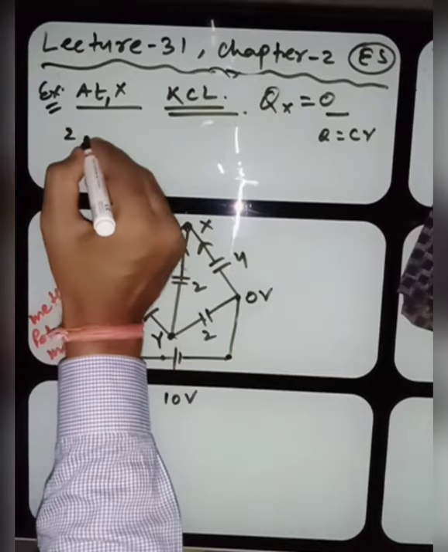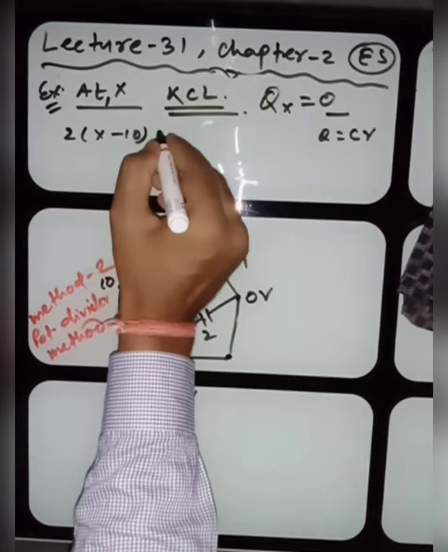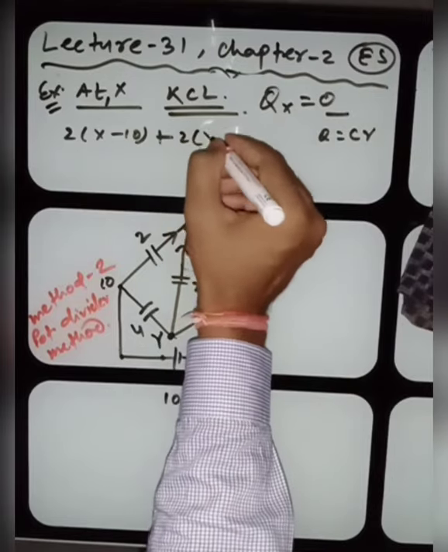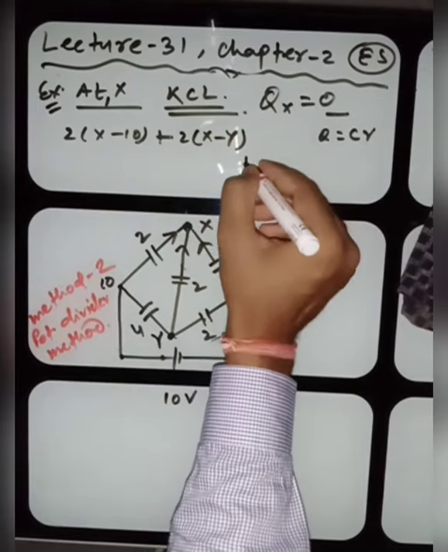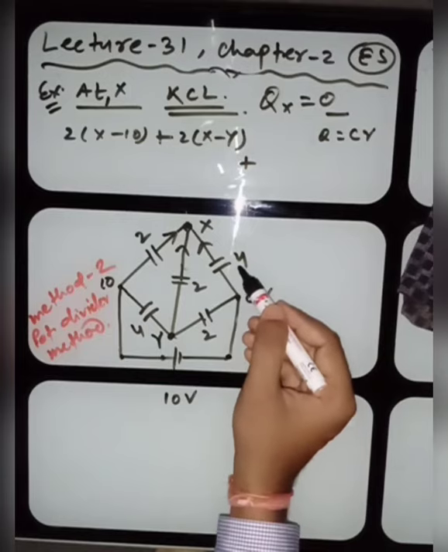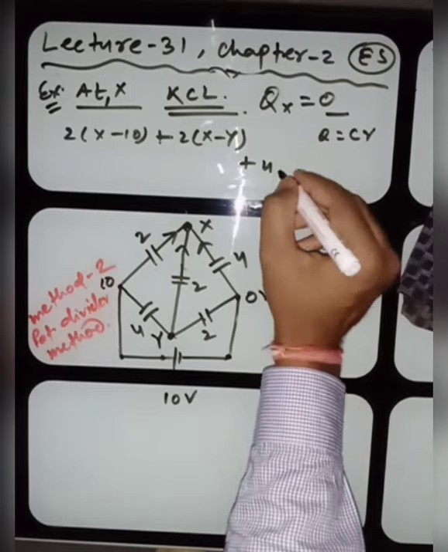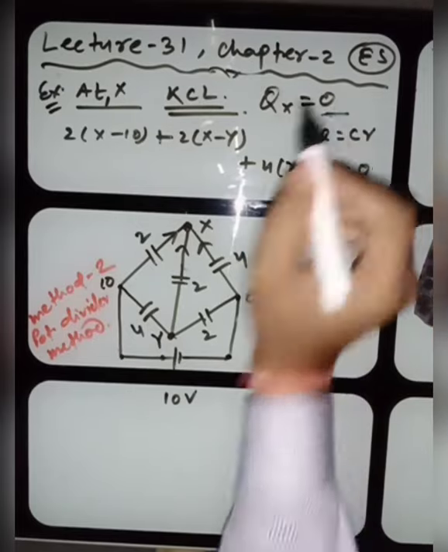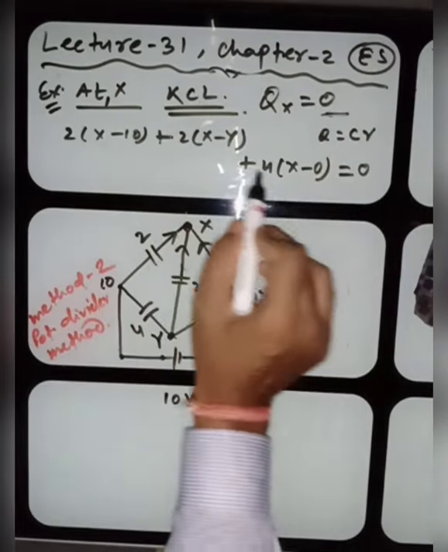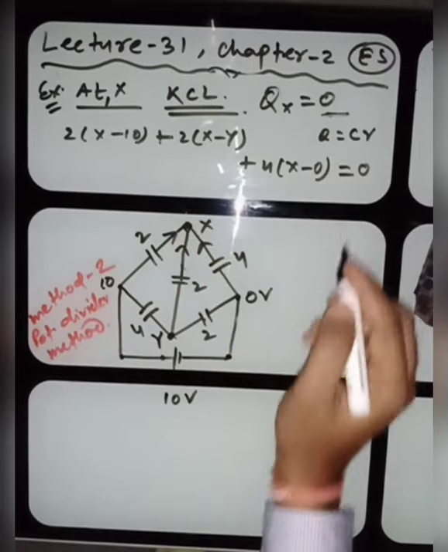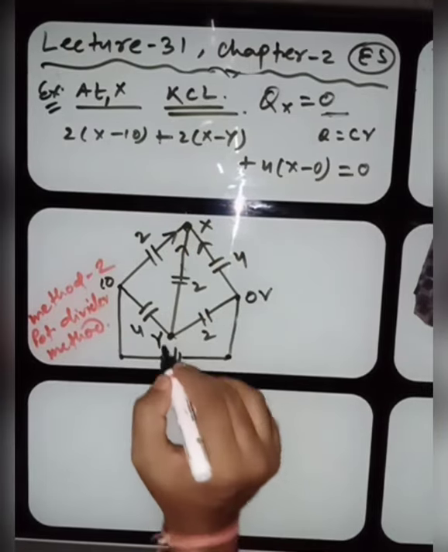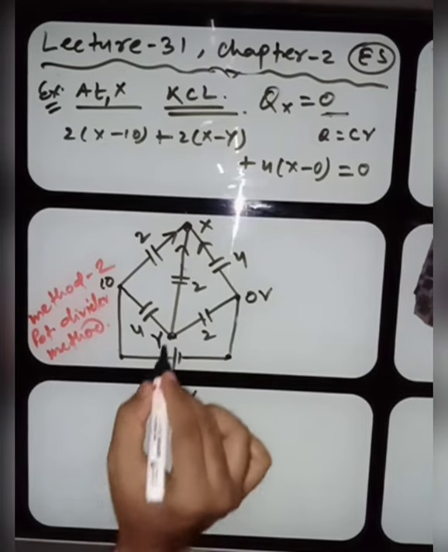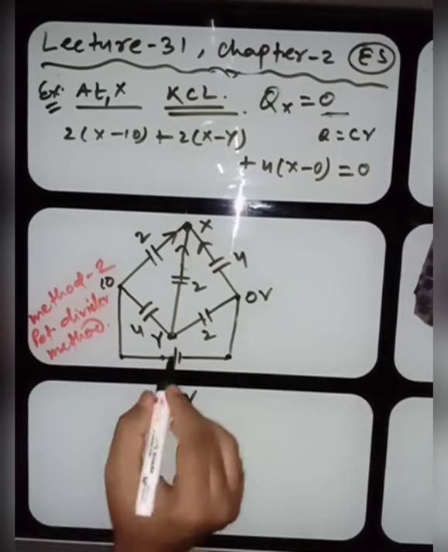So 2 times (X minus 10) plus 2 times (X minus Y) plus 4 times (X minus 0) is equal to how much? Equal to 0. Now you will solve and you will get an equation with X and Y. Now for this particular point, you will write again the same equation and find the charge.